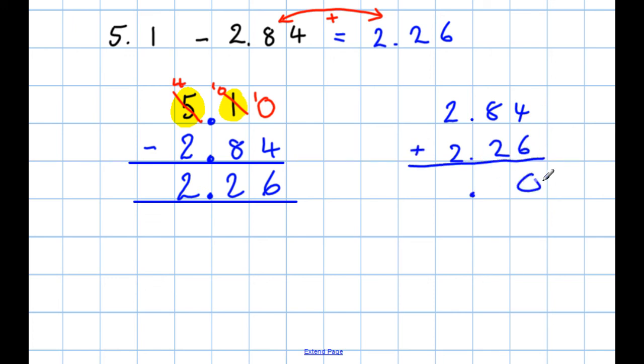4 add 6 is 10. Put 0 there, carry the 1. 8 add 2 is 10. Add the carry 1 is 11. Put 1 there, carry the 1. 2 add 2 is 4. Add 1, 5. Well, it doesn't look the same, but it is. 5.1 is the same as 5.10.